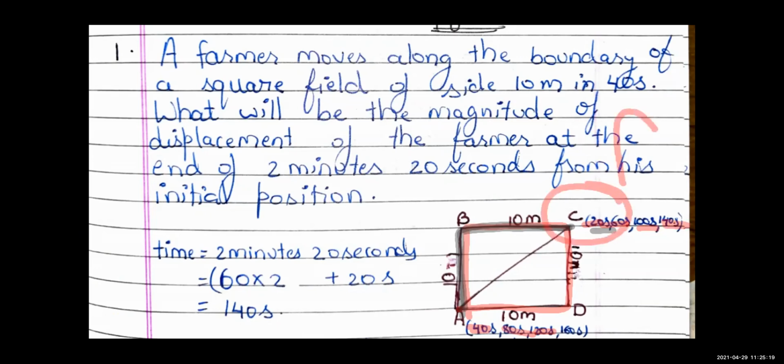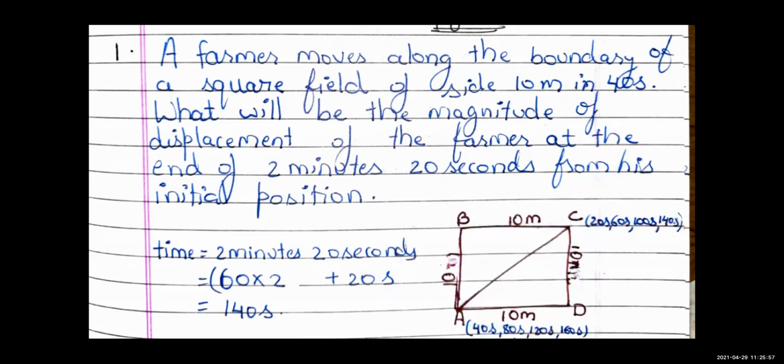So point C is the final position and point A is the initial position. So we need to give the shortest distance between the initial position A and final position C. So AC, that is the diagonal of the square, is the shortest distance between the initial position A and final position C, as the farmer will be at point C after 140 seconds, right beta? So this is from the diagram. Let's see how you are going to do it mathematically.